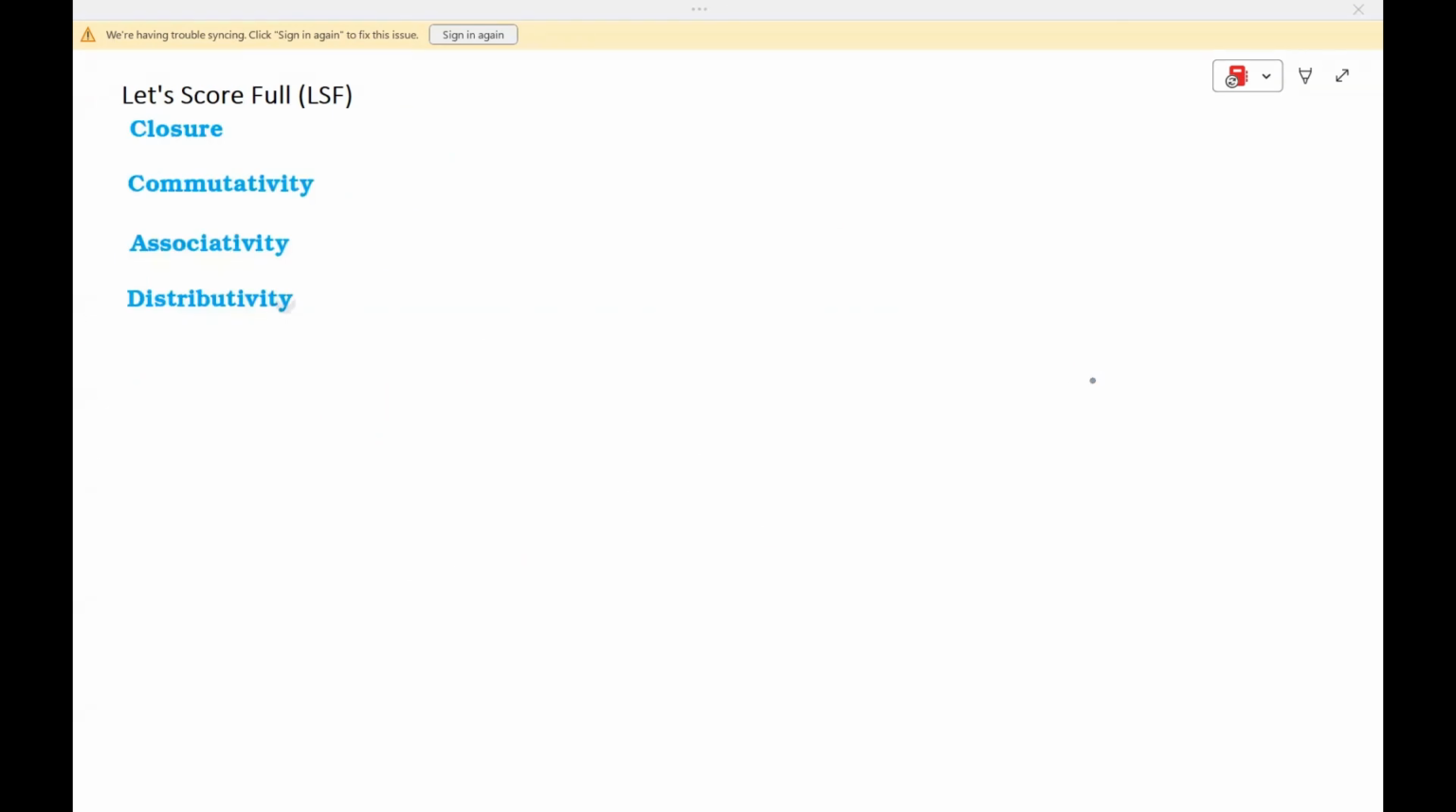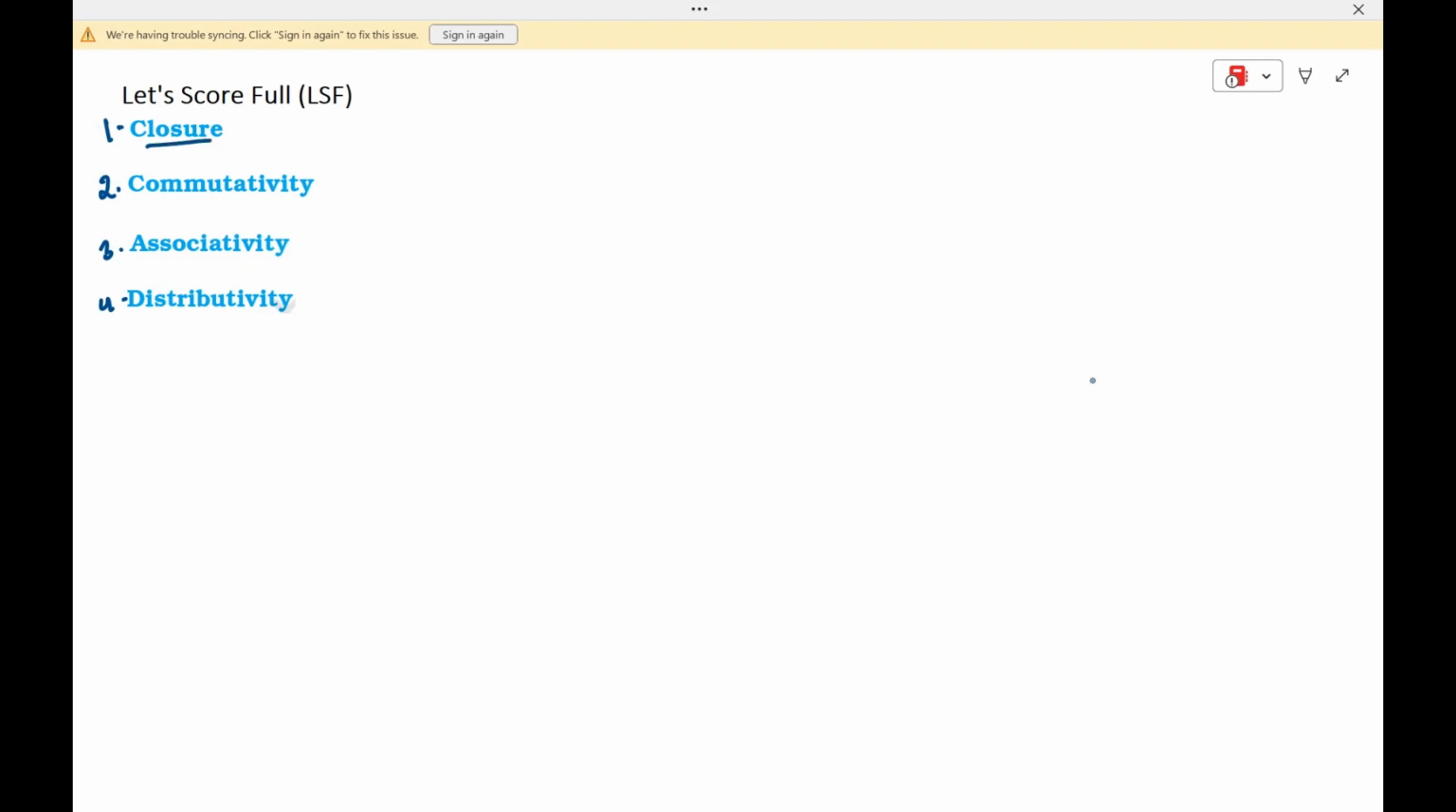Here we are going to study the 4 properties of all types of numbers. The 4 numbers we have studied: natural numbers, whole numbers, integers, and rational numbers. So first one is closure. Second one is commutativity. Third one is associativity. And the fourth one is distributivity. What are they? So let's first discuss the closure property.